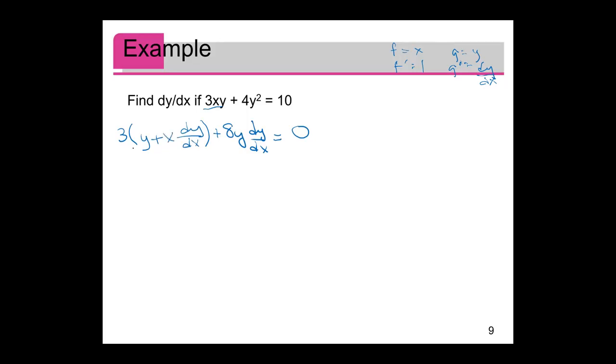We want to find dy/dx, right? So you would multiply the 3 times. Yeah, I got you. I understand. And then you want all the ones with dy/dx on the same side. So you would subtract 3y. Good.